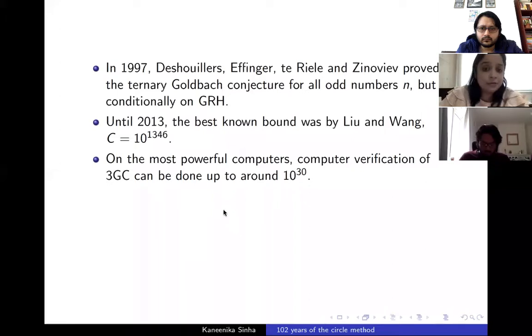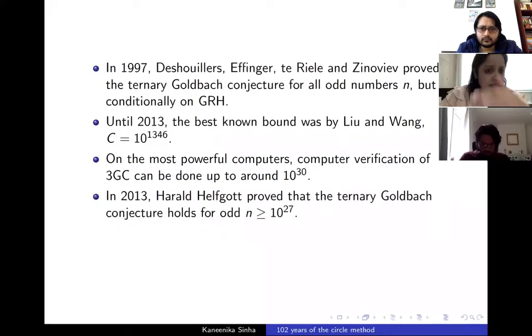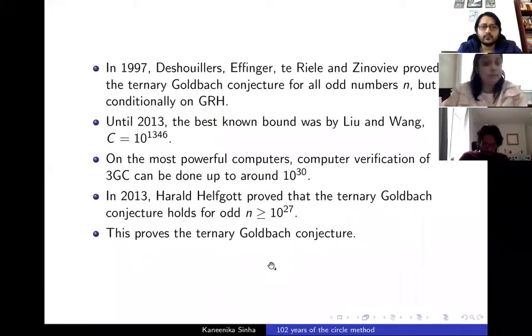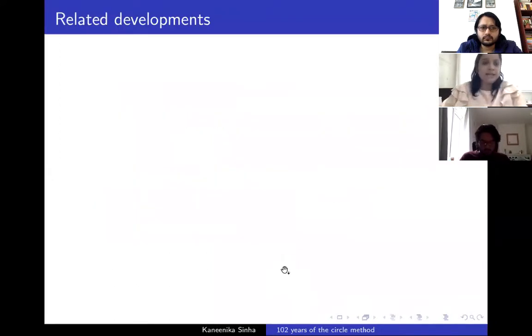And so there is this huge gap between 10 to the 30 and 10 to the 1346, which was unbridged until 2013. And the remarkable achievement of Harald Helfgott in 2013 was that he proved that the ternary Goldbach conjecture holds for all odd n greater than or equal to 10 raised to the 27. So he brought the power of 10 just a little bit below what could be verified by computers. So combining his theorem and the known computer verification, we end up getting a complete proof of the ternary Goldbach conjecture.